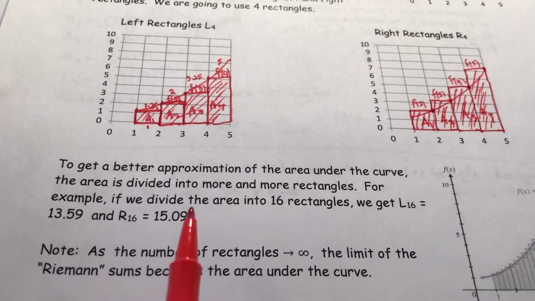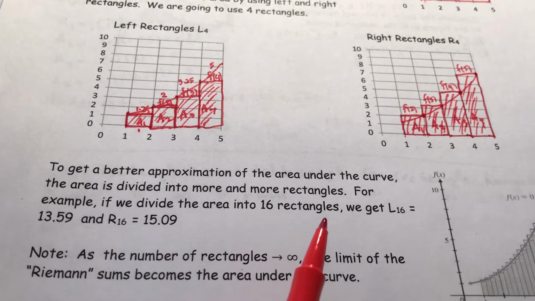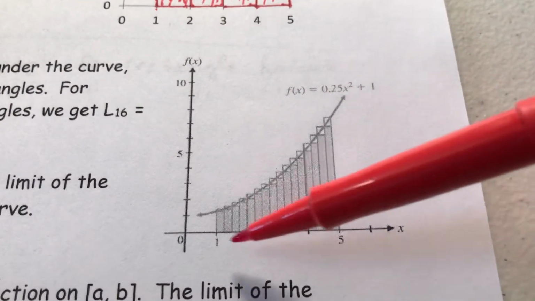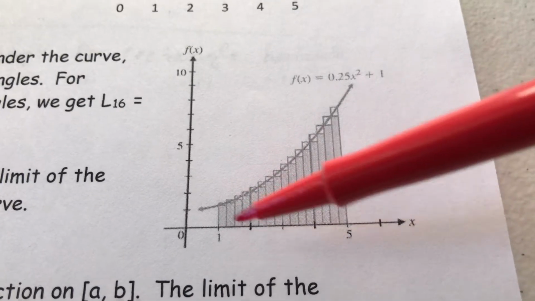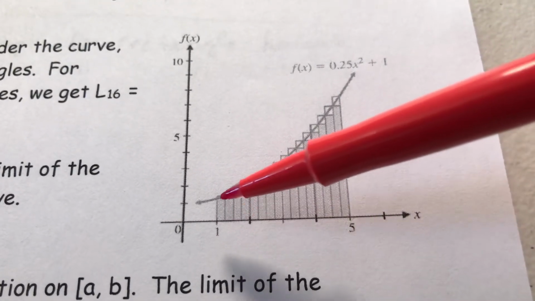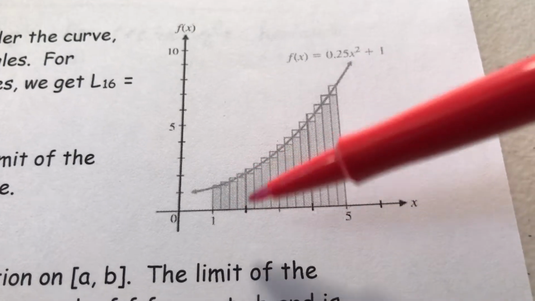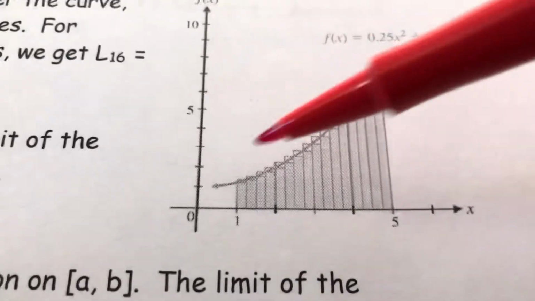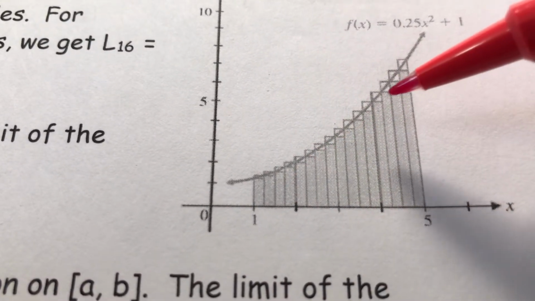For example, if we divide the area into 16 rectangles, we get L sub 16. So in this case, instead of 4, you divide it into 16. So your subinterval would be 5 minus 1 divided by 16, and you're going to see that your rectangles are 0.25 wide. So you get these little tiny rectangles here. And they've drawn, I took this from the book, they've drawn the left and the right.